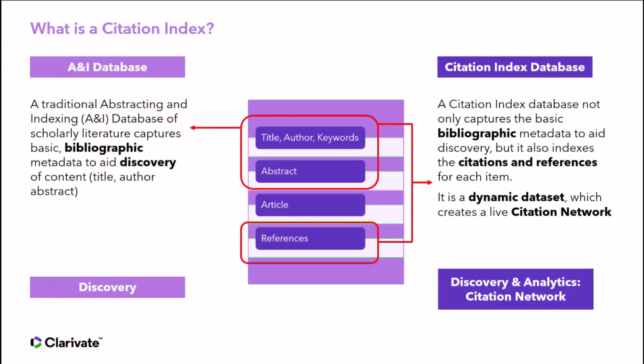So what is a citation database? A traditional literature database indexes bibliographic information like title, abstract, author keywords, etc., and it makes them available for discovery. A citation database does all of that as well, but also indexes the cited references of an article. It then makes those connections to what is being cited. So as new content is added, that citation network continues to grow.